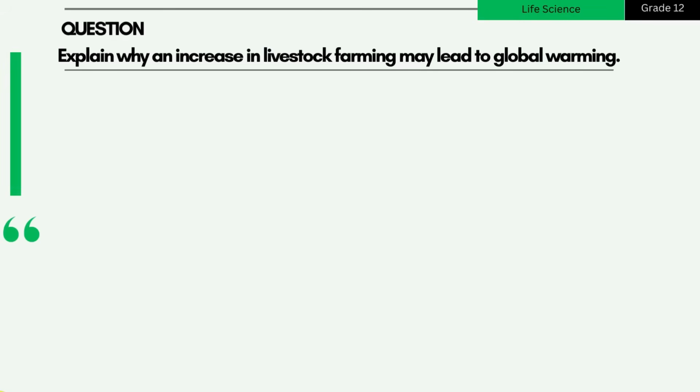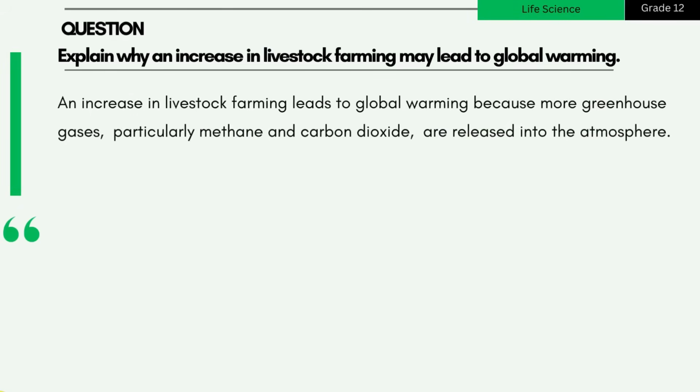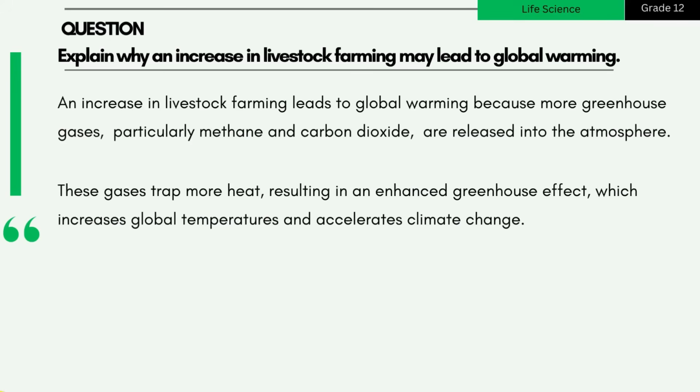Question: explain why an increase in livestock farming may lead to global warming. An increase in livestock farming leads to global warming because more greenhouse gases, particularly methane and carbon dioxide, are released into the atmosphere. These gases trap more heat, resulting in an enhanced greenhouse effect, which increases global temperatures and accelerates climate change.